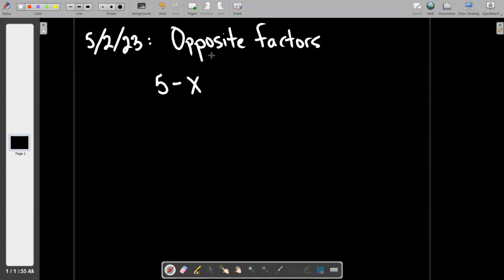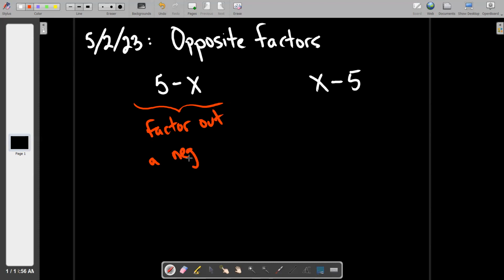Subtraction is not just willy-nilly. So you can't just take 5 minus x and say, oh, I just feel like writing it as x minus 5. Because of course, subtraction is not commutative, meaning you can't just flip it backwards. Like plus, we could do that. No one would care. Times, we could do that. No one would care. But minus, we have to take some care. So if I wanted to take 5 minus x and write it backwards as x minus 5, I can. But what I have to do is factor out a negative. And in this case, I'll show you what that looks like.